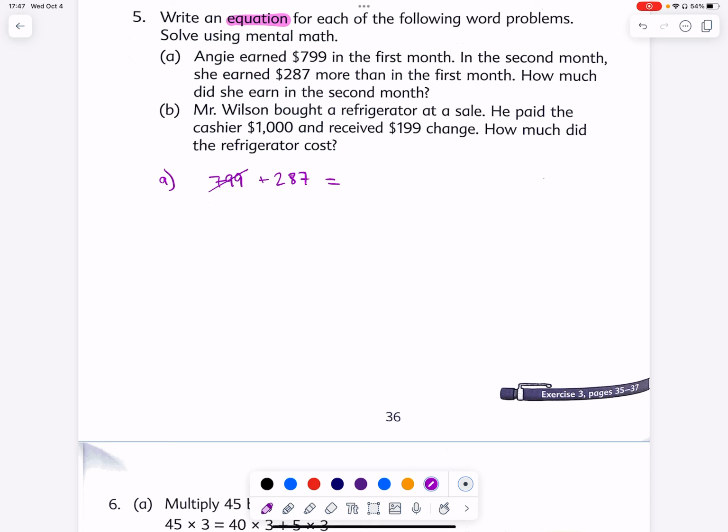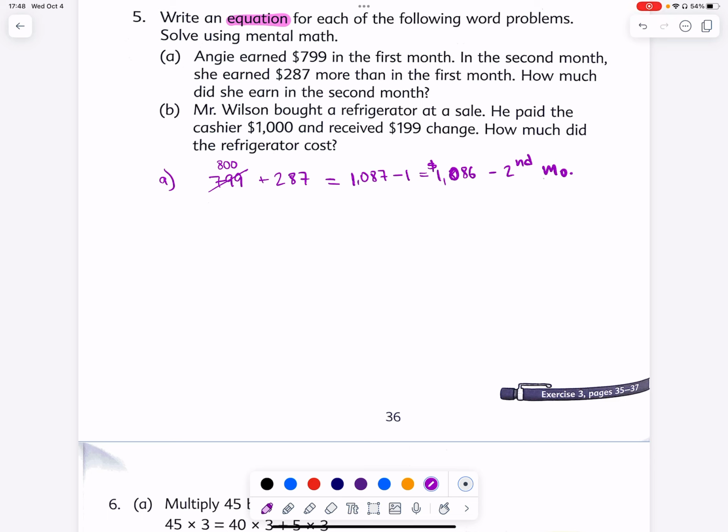No stacking allowed today. Let's think of 799 as 800 first. 800 plus 287 is 1087. But we added 800. We only needed 799. Let's step down by subtracting 1. Adjust your answer, and you get $1,086 earned during the second month.